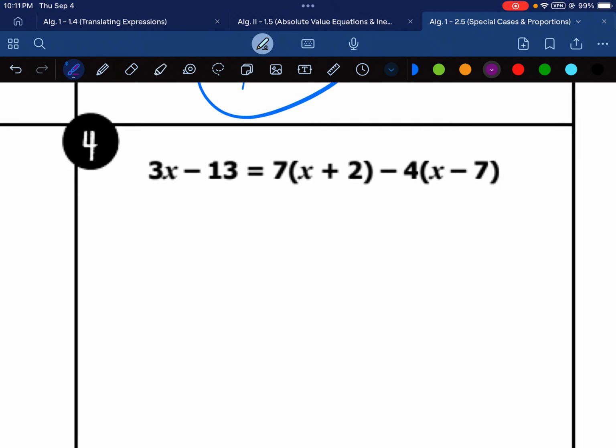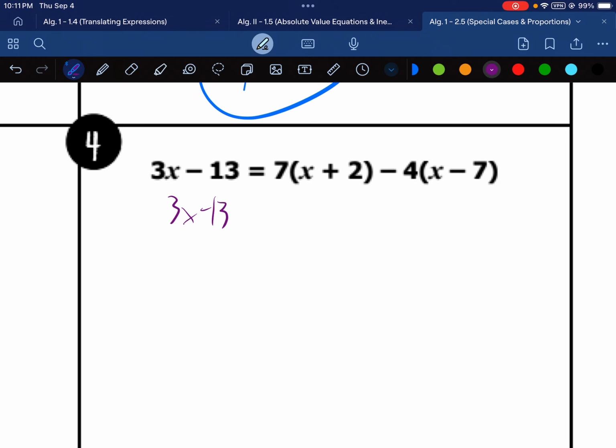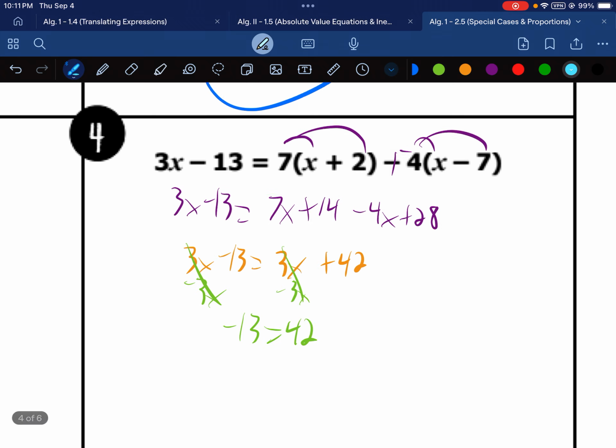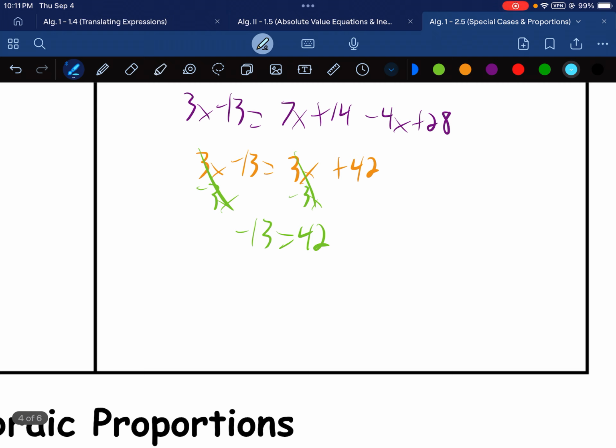Moving on to number 4 here, the left-hand side just remains the same. There's nothing you can do. On the right-hand side, we distribute 7, and we get 7x plus 14. Distribute the negative 4, and we get negative 4x plus 28. Combine like terms on the right-hand side, and we end up getting 3x plus 42. Subtract 3x from each side. Those eliminate, and you get negative 13 equals 42. Oh, wait, actually no variables. So we say, is this true or false? It is false. And so there's no solution.